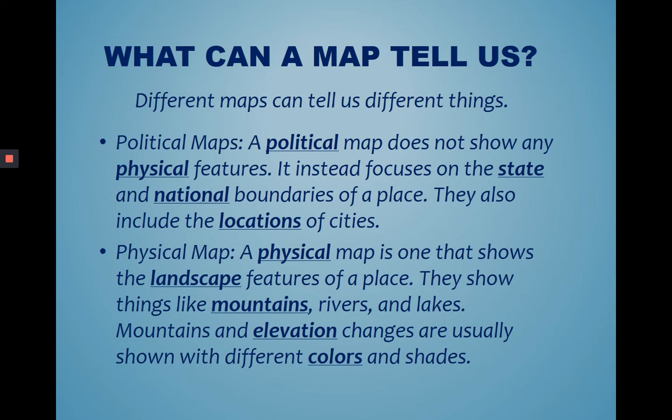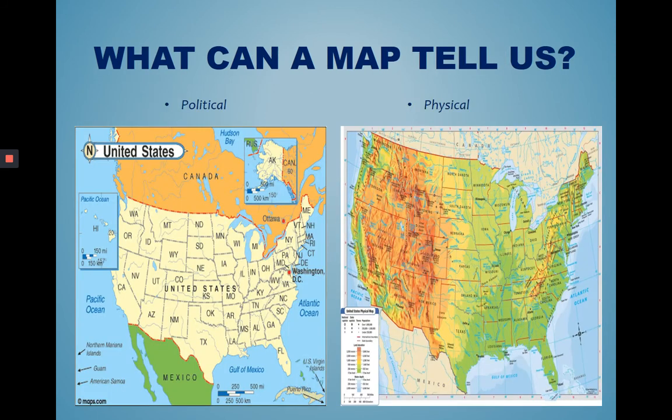A physical map is one that shows the landscape features of a place. They'll show things like mountains, rivers, and lakes. Mountains and elevation changes are usually shown with different colors and shades. So here are 2 examples.